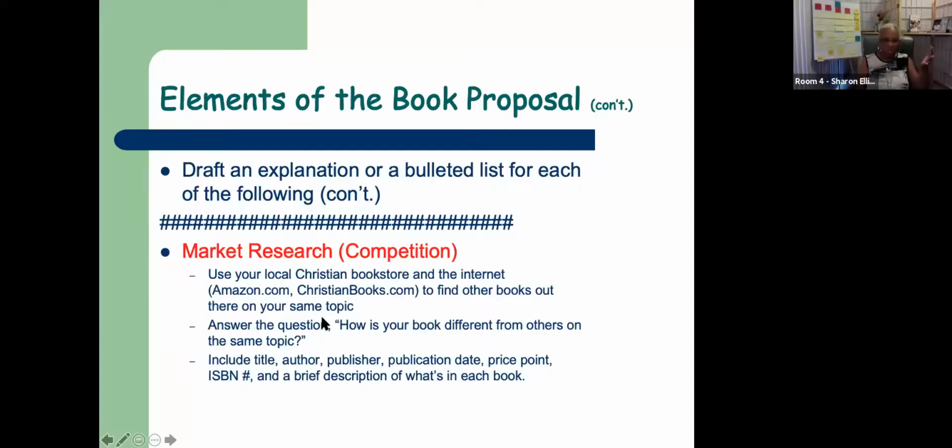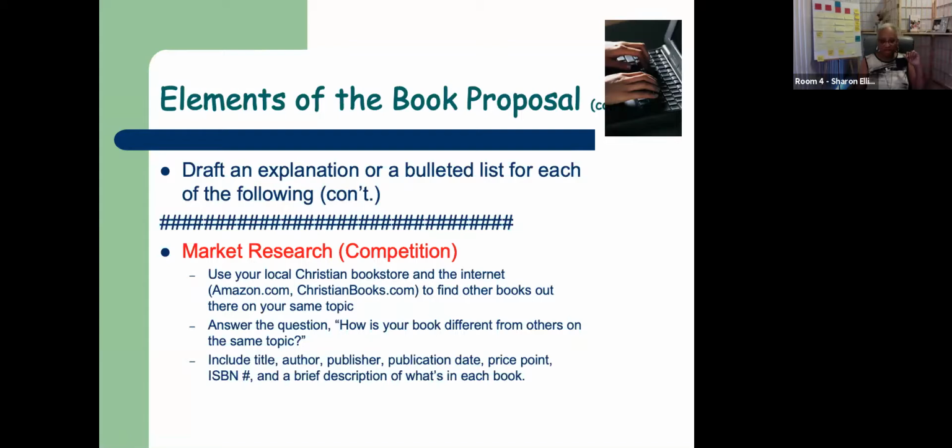All right. And then, that comes second. First, you will include the title, the author, the ISBN number, and the publisher and the publication date. Author, well, let me say it again. Title, author, I have it on the slide. Okay, title, author, publisher, publication date, price point. I started to leave the price off, that doesn't matter so much. ISBN number, and a brief description of the book.